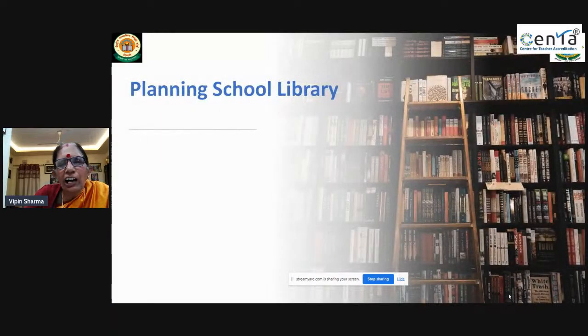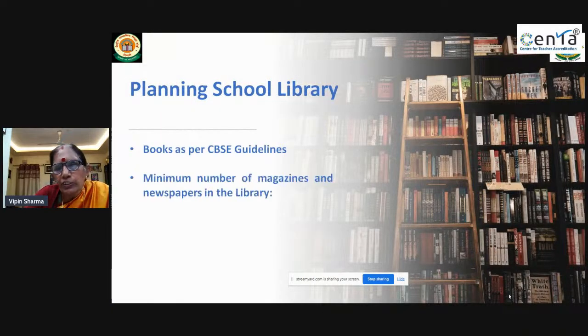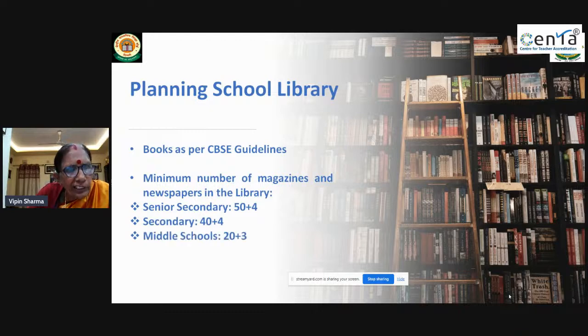I think you got a little idea how to go about it. Okay, it depends on the schools. Planning school library as per CBSE guidelines. Minimum number of magazines and newspapers in the library, senior library, secondary, middle school. Okay, these are the number of books. Okay, 50 plus 4, 40 plus 4, it all depends. Okay, these should be magazines and newspapers in the library. Other than that, 5 books per child is a mandatory norm by CBSE. We all must be aware of it.